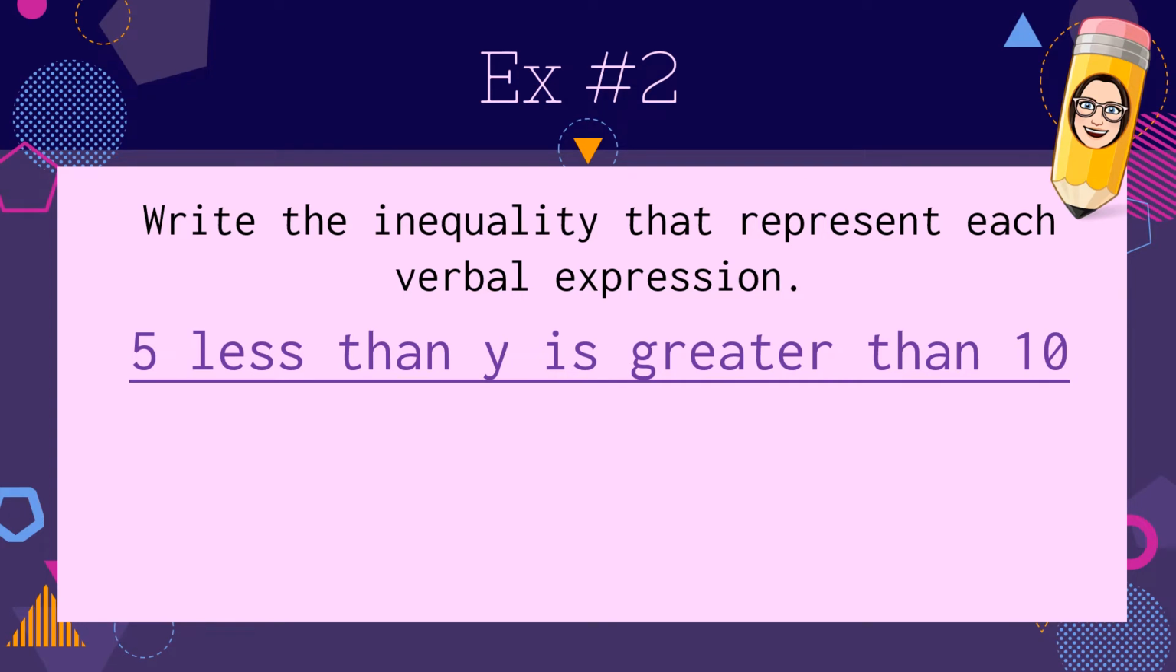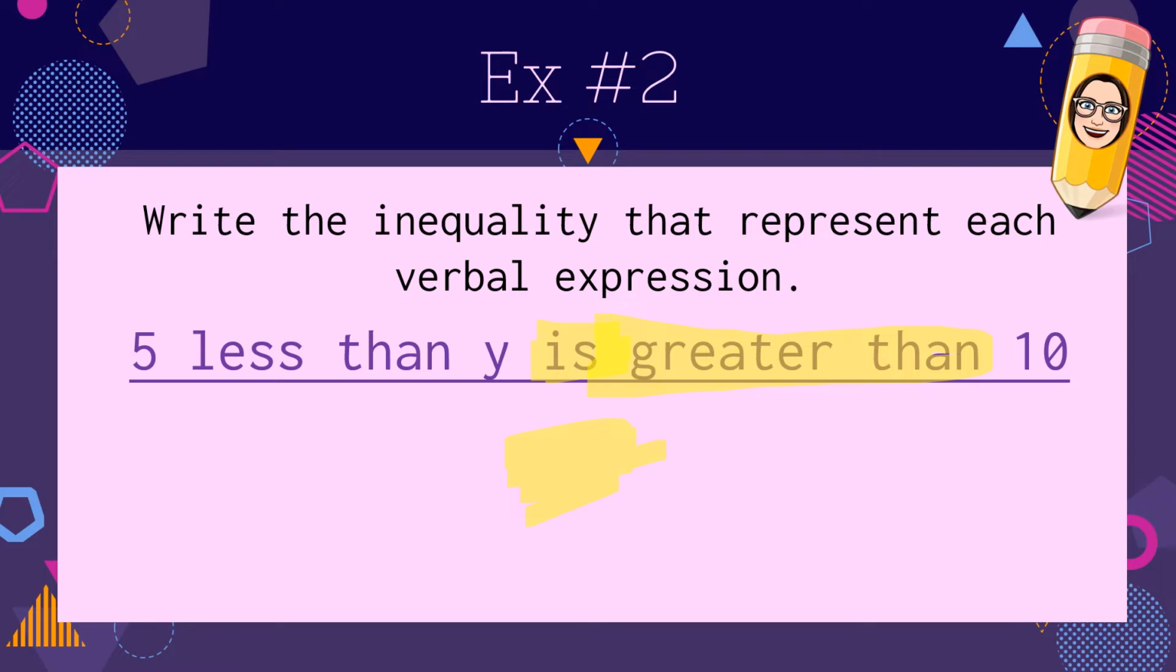Example 2. This one's confusing. 5 less than y is greater than 10. Whoa, it sounds like we have two inequality words there, but one of them is an operation. So here's what you need to keep an eye out for. This says is. Is greater than means that's the inequality symbol.